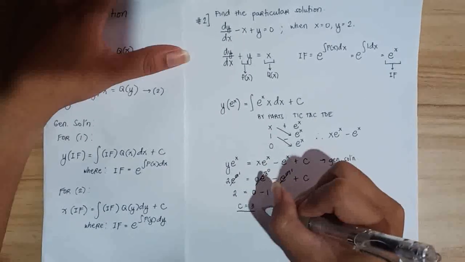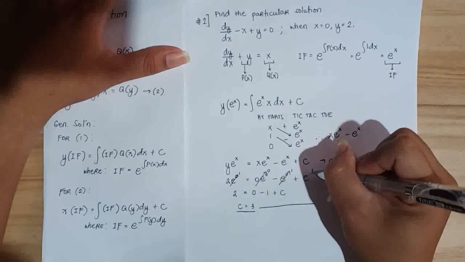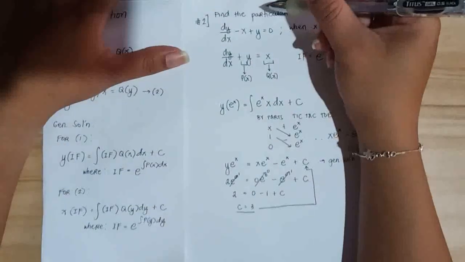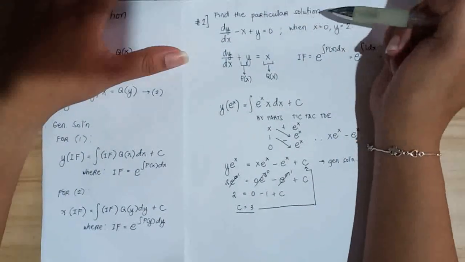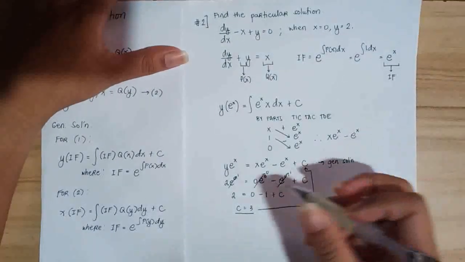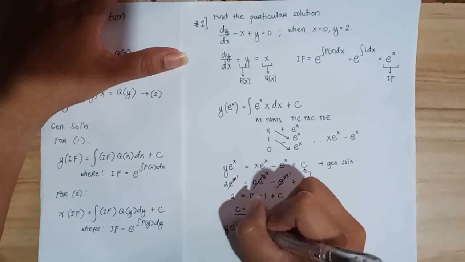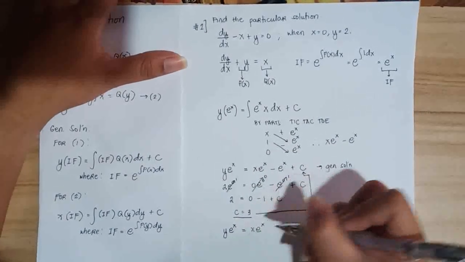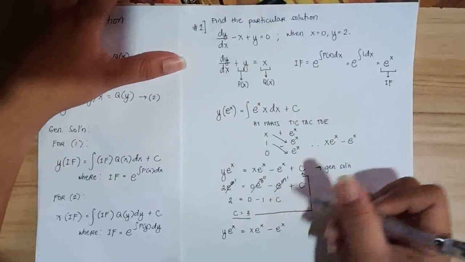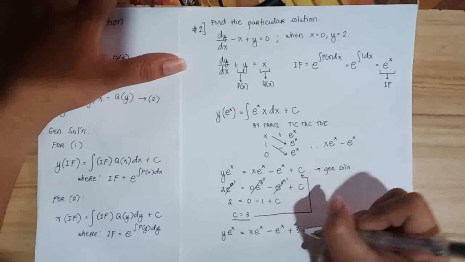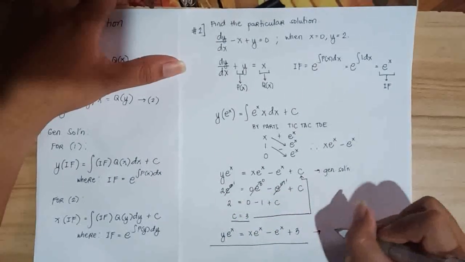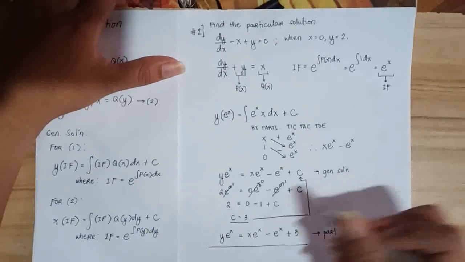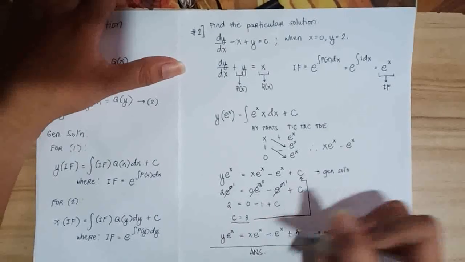Now you are going to substitute the value of c to the general solution for you to be able to find a particular solution. Pag particular solution yung hinahanap, it is also an equation. So your answer now is y e raised to x equals x e raised to x minus e raised to x, then the value of c, which is plus 3. Now this is your particular solution and probably your final answer.